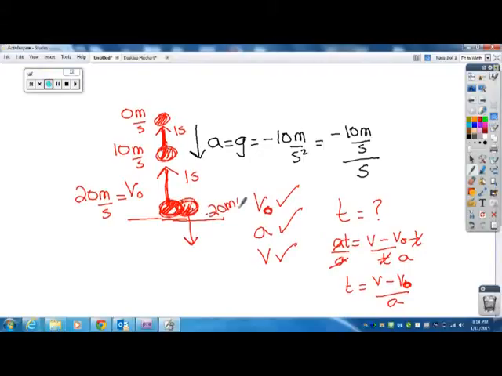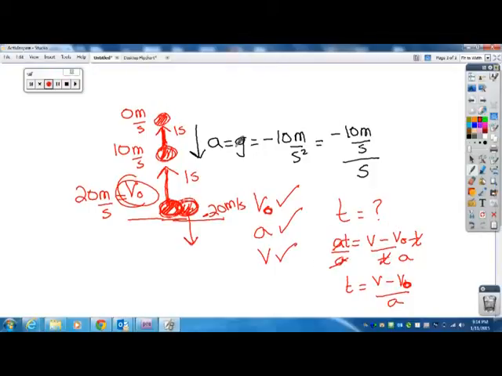So if somebody wants to know the total time going up and coming down, my initial velocity is 20 meters per second. So for initial velocity right here, you're going to plug in 20 meters per second. For final velocity over here, now you're going to plug in negative 20 meters per second. So you're going to have negative 20 minus 20 divided by the acceleration, which is negative 10, and that'll come out to be 4 seconds.